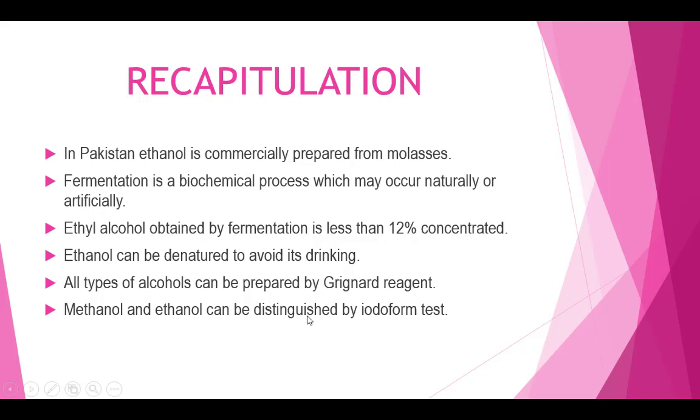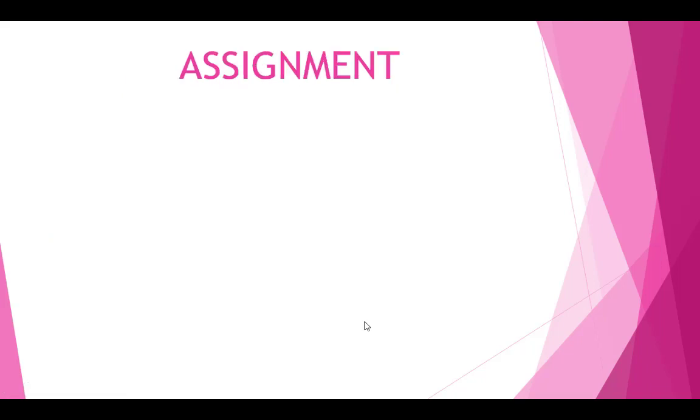Methanol and ethanol can be distinguished by the iodoform test. Ethanol gives the iodoform test. It forms yellow colored iodoform, but methanol doesn't give this test, so these two alcohols can easily be distinguished by the iodoform test.